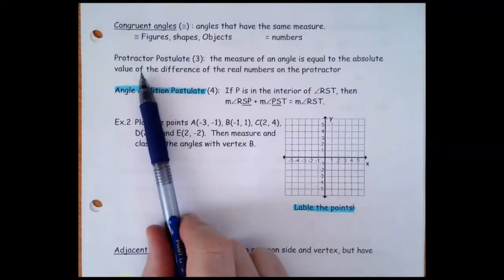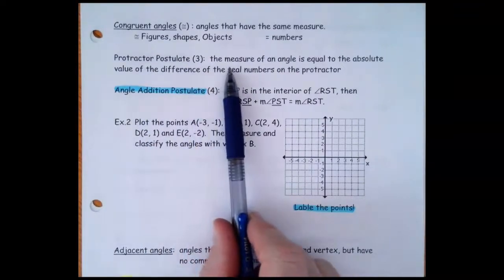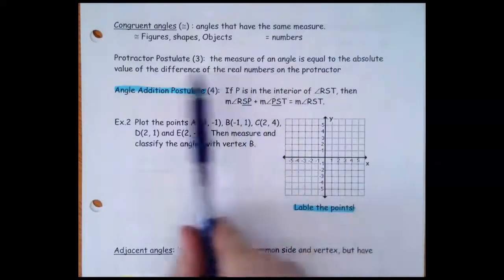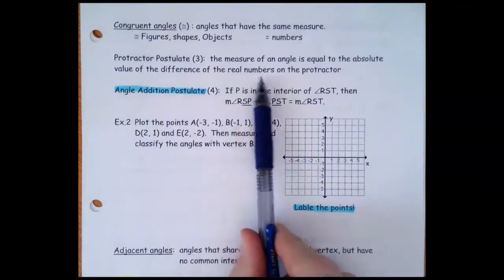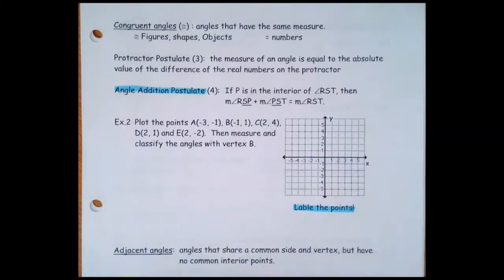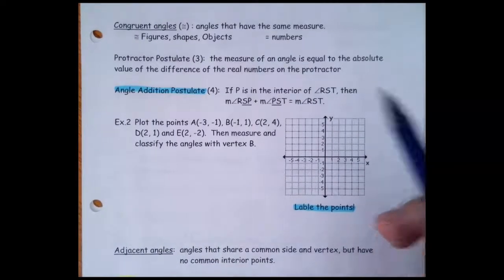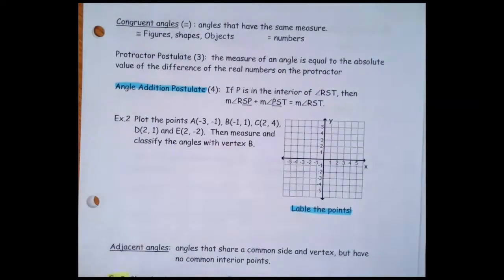Okay, the protractor postulate. The protractor postulate says that the measure of an angle is equal to the absolute value of the difference of the real numbers on the protractor. So when we use the protractor to measure an angle, we set 0 on one side.